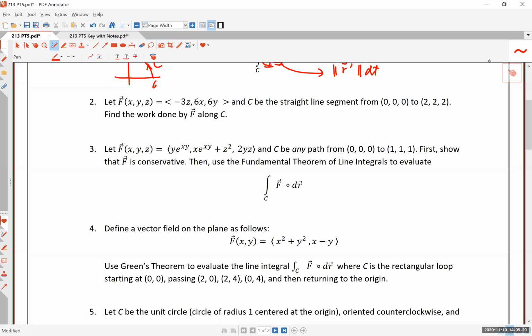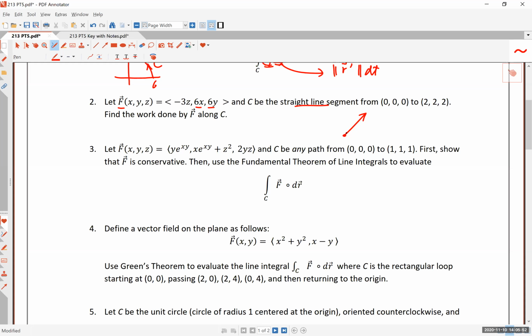Okay, so let's go to number 2. Capital F, now you notice here, this is a vector field, right? So the vector field is negative 3z, 6z, 6x, and 6y. Again, think of what the first step is, and try to think ahead. And then you have C, which is a straight line segment from 0, 0, 0 to 2, 2, 2, okay?